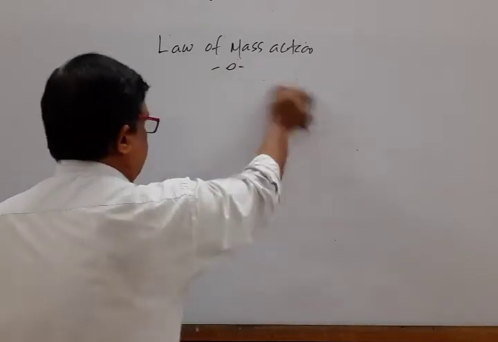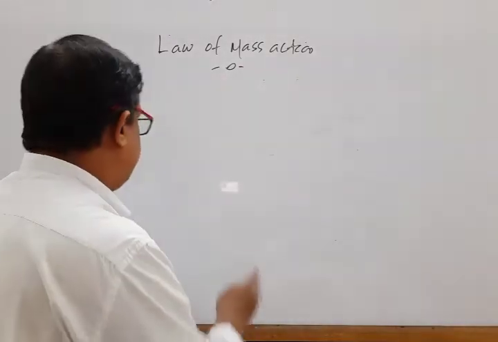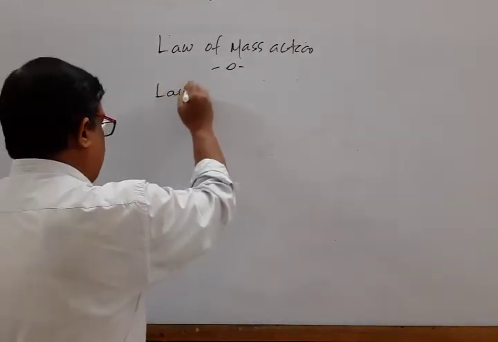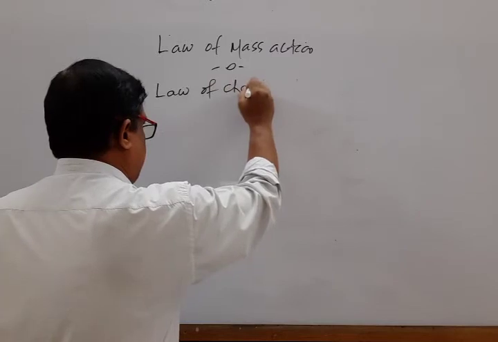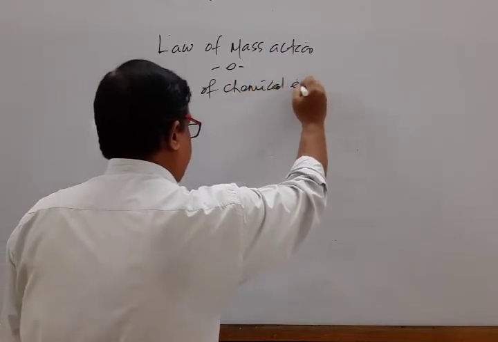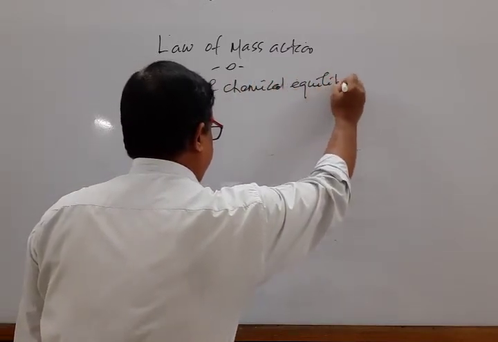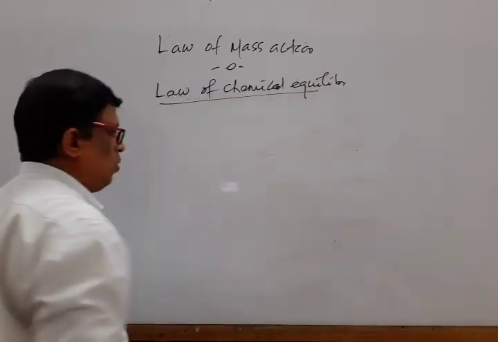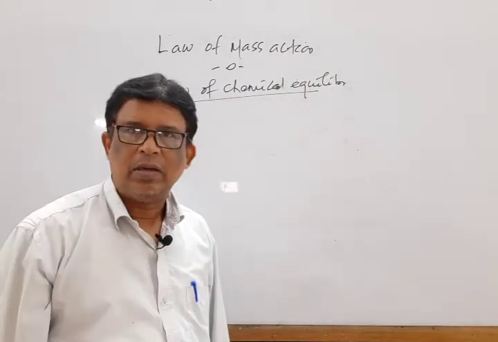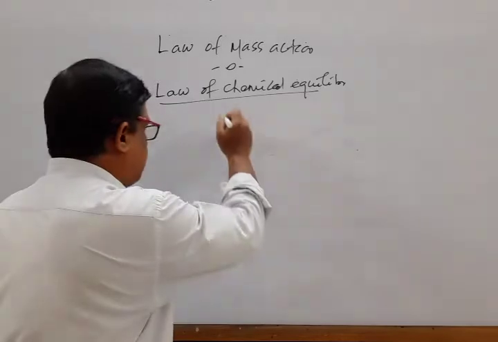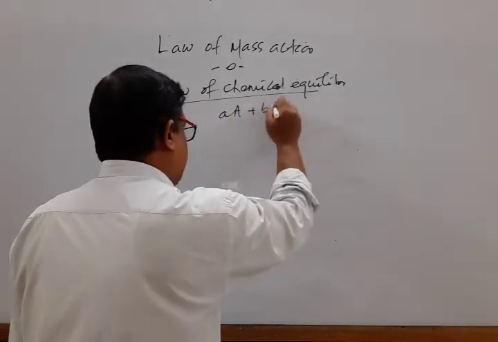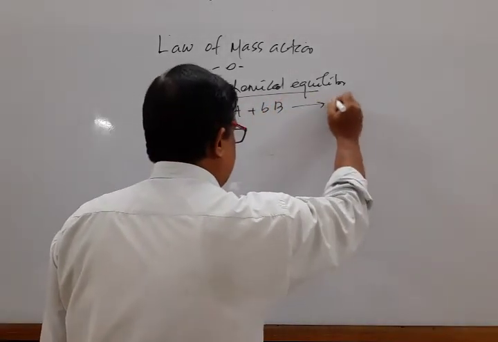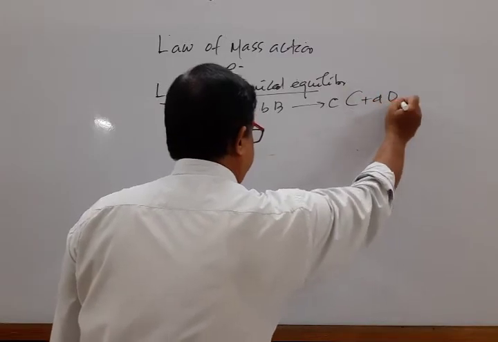Next, we deduce another one, that is the law of chemical equilibrium. Do not write this one, try to understand. Let us consider a hypothetical reaction, that is aA plus bB give rise to cC plus dD.